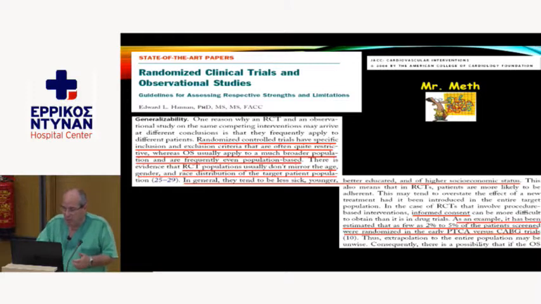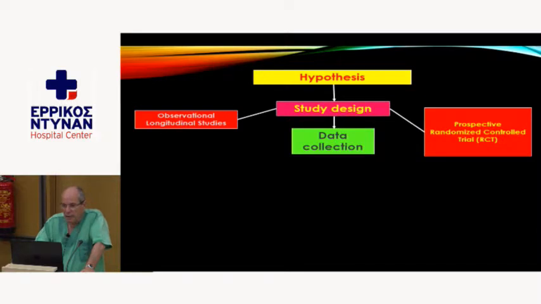The problem is that extrapolation of the data from the small number of patients to the general population is surely not correct, because this is true for this kind of population, not for the 95% of the population that is not involved in these trials. Anyway, the second step, when you decide what you want to do, you have to collect the data.